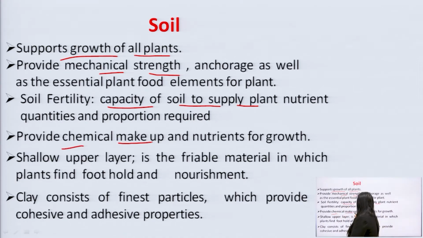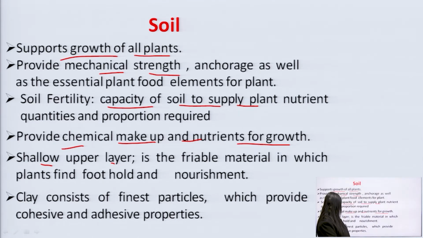Soil provides chemical makeup and nutrients for growth. Soil has a shallow upper layer, which is a friable material in which plants find a foothold and nourishment. There is also clay present in the soil. This clay consists of the finest particles, which provide cohesive and adhesive properties. Further, in the next slides, we shall also classify the soil depending upon its clay content.